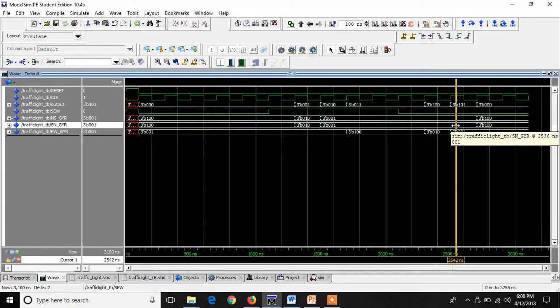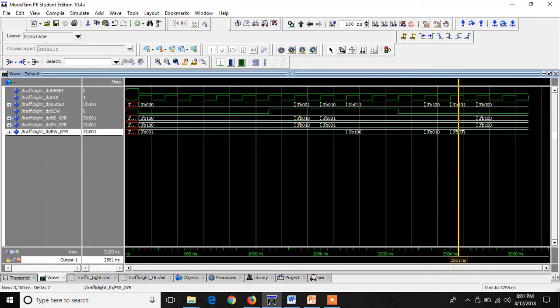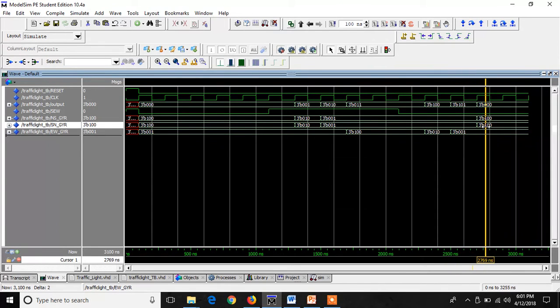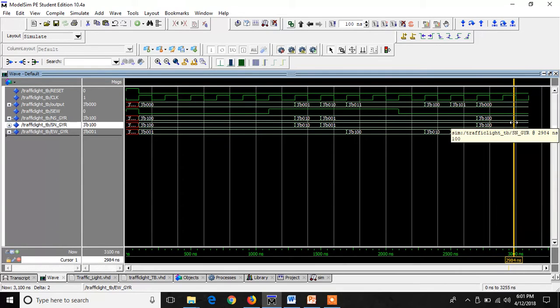After east-west has cycled through green, yellow, and red, this is the other state where north-south and east-west are both red. And then after this, it goes back to state 0. North and south becomes green again. And that is basically it for problem 14.3.